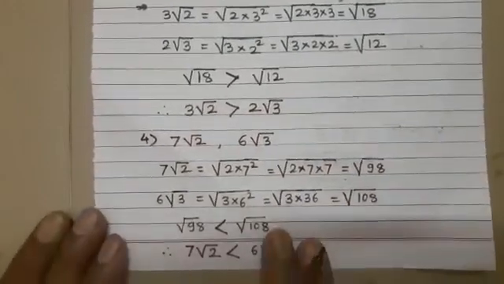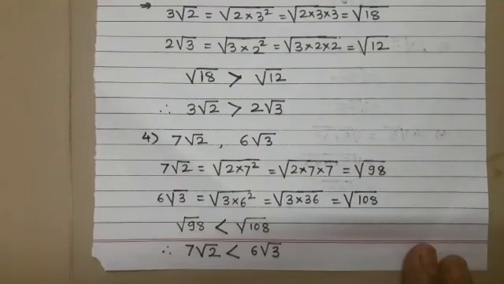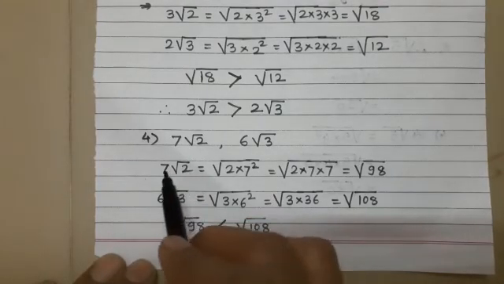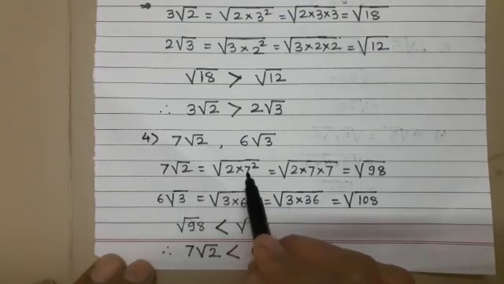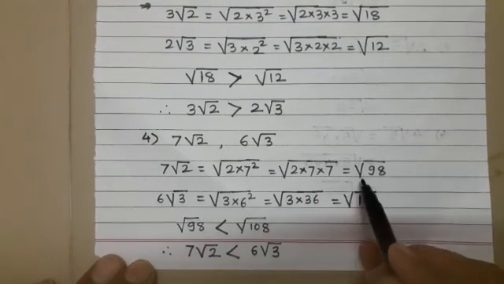Fourth example. 7 square root of 2, comma 6 square root of 3. Now remove the rational parts which are other than 1. Take them inside the square roots. This square root of 2 as it is. Take 7 inside the square root by doing the square of that. Square root of 2 into 7 into 7, that means square root of 98.